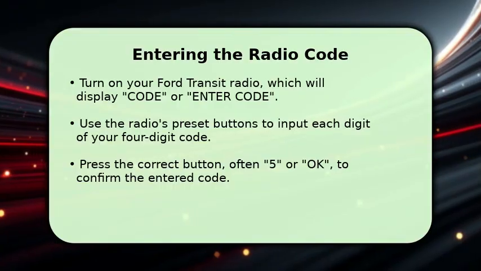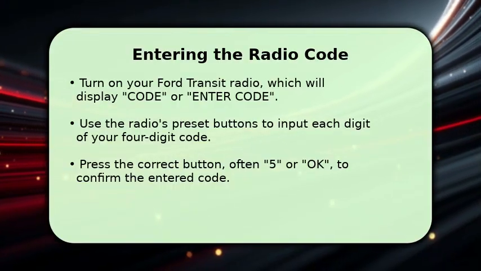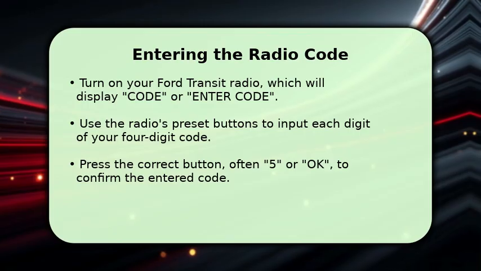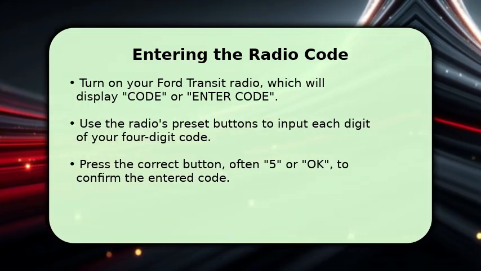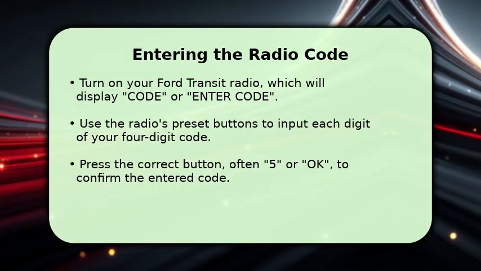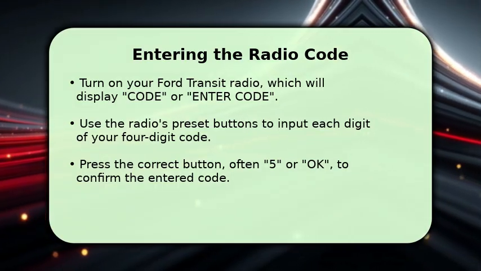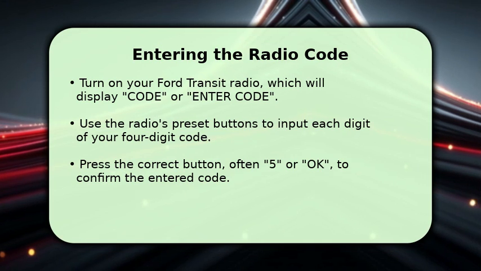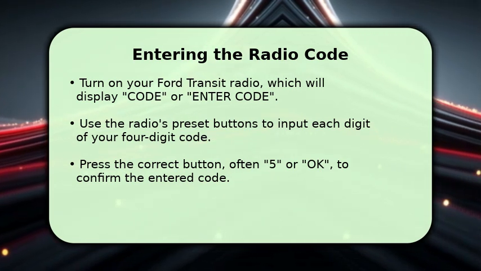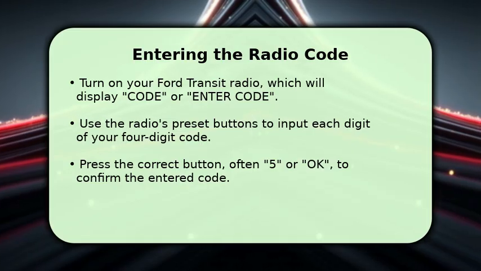After successfully retrieving your 4-digit radio code, it's time to enter it. Turn on your radio and it should display code or enter code. Use the radio's preset buttons, typically numbers 1 through 4, to input each digit of your code. Once all 4 digits are entered, press the confirmation button, usually button 5 or OK, to unlock your radio.